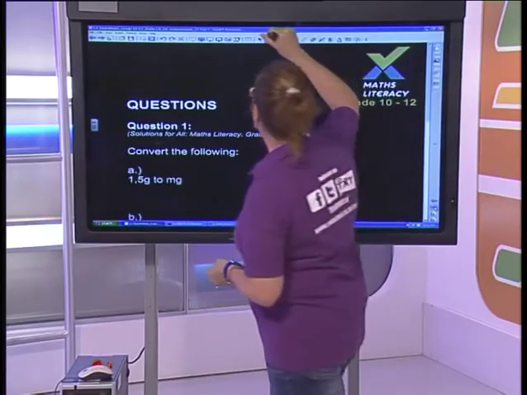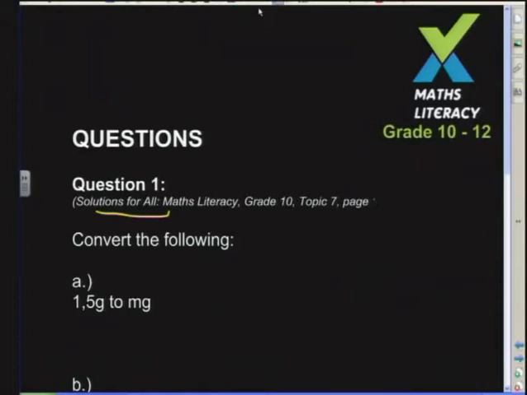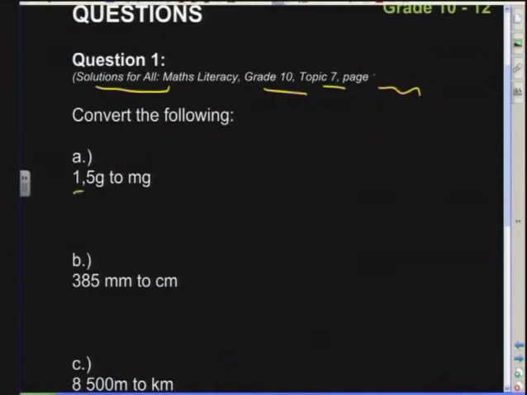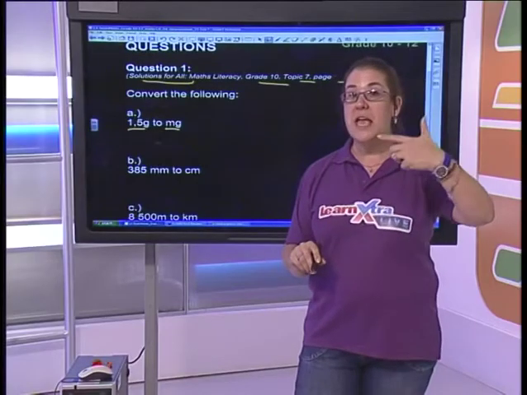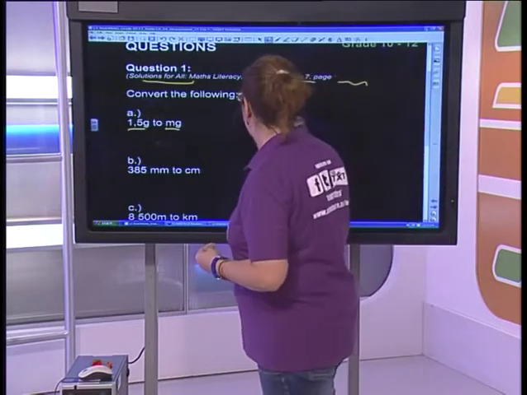Let's do some questions. So what I have now is questions from Solutions for All, Maths Lit, grade 10. This is actually topic 7, and the page was 200 and something. So let's do this. We're going to convert the following. So 1,5 grams to milligrams. So the question again was, how many milligrams in a gram? So do we remember this, everyone?